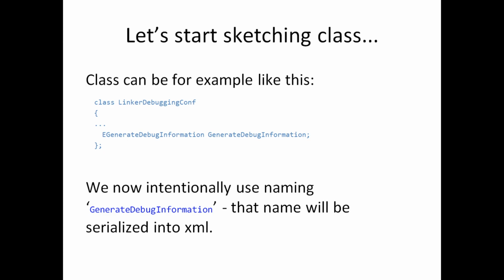So if we start sketching how the class would look like, the first thing to do is simply define some class. I will not go into the name itself any deeper, but we could use the previously defined enumeration, generate debug information, and we specify this field as generate debug information, so it's using directly the same naming as the XML file will have at the end. And this is intentional because we want to serialize it by that name.